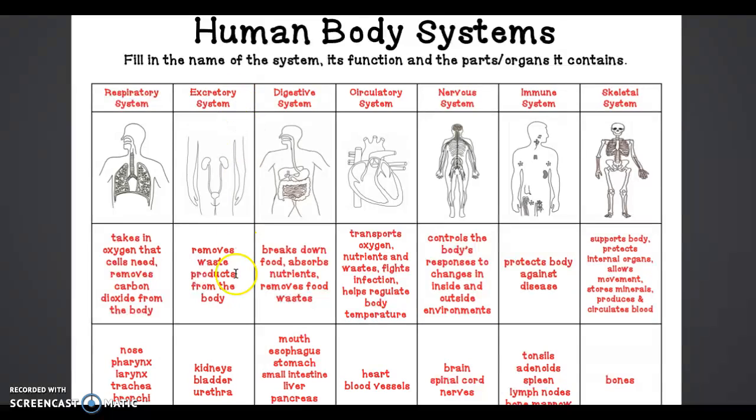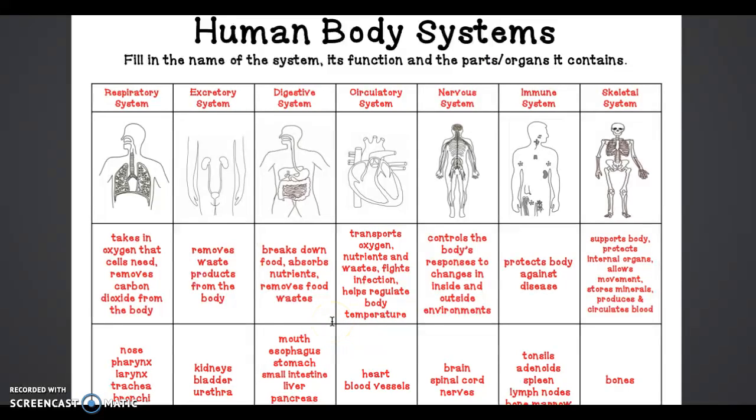Excretory system, this removes waste products from the body: kidneys, bladder, and urethra. You'll notice that because it's just the urethra, you're talking about just liquid waste. Because the digestive system breaks down food, absorbs nutrients, and removes food waste. So the rectum is a part of this, and this removes, obviously, the solid waste. There's also the mouth, esophagus, stomach, small intestine, liver, pancreas, and large intestine.